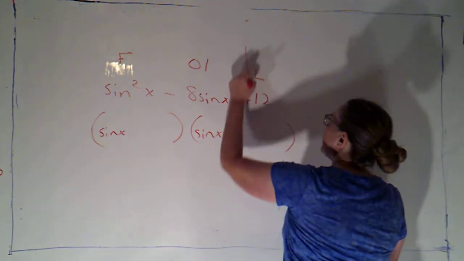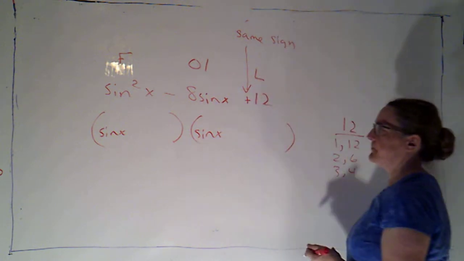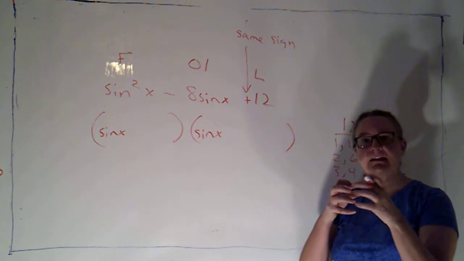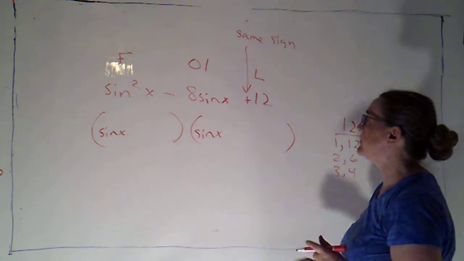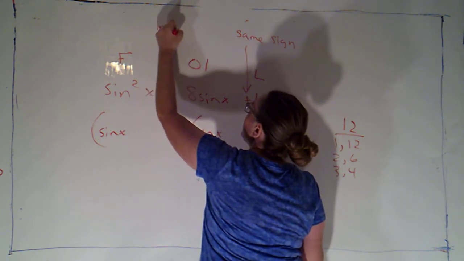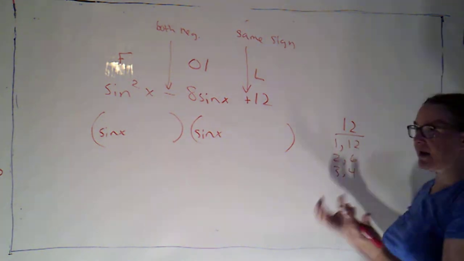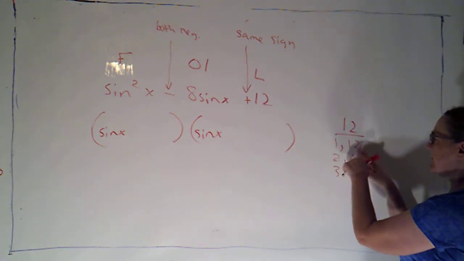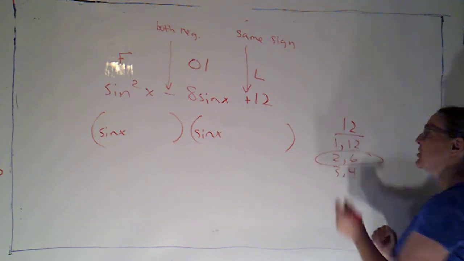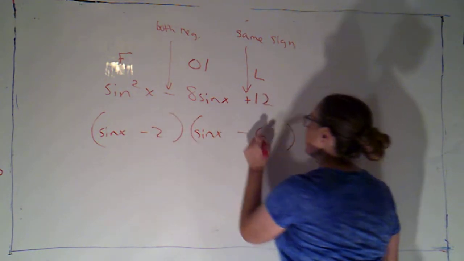Now, because this sign is positive, these numbers are going to have the same sign. And that essentially means that when I combine them, I'm going to keep that sign the same and just add their absolute values. And I want to get negative 8 sine x, so this tells me they're going to both be negative. So I'm looking for the pair that when I make them both negative, I combine them and I get negative 8. Well, negative 1 and negative 12 would be negative 13. Negative 2 and negative 6 would work. That would give me a negative 8.